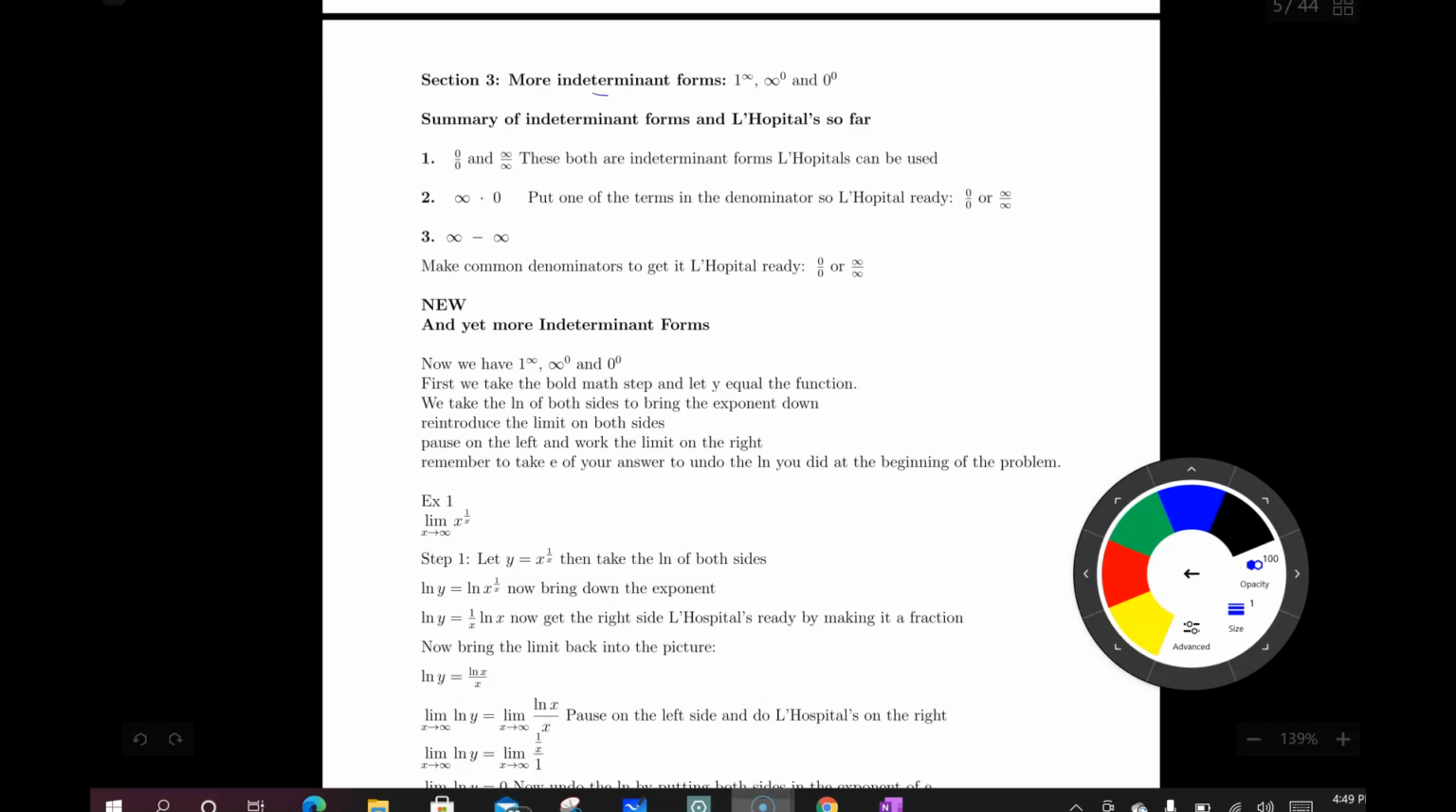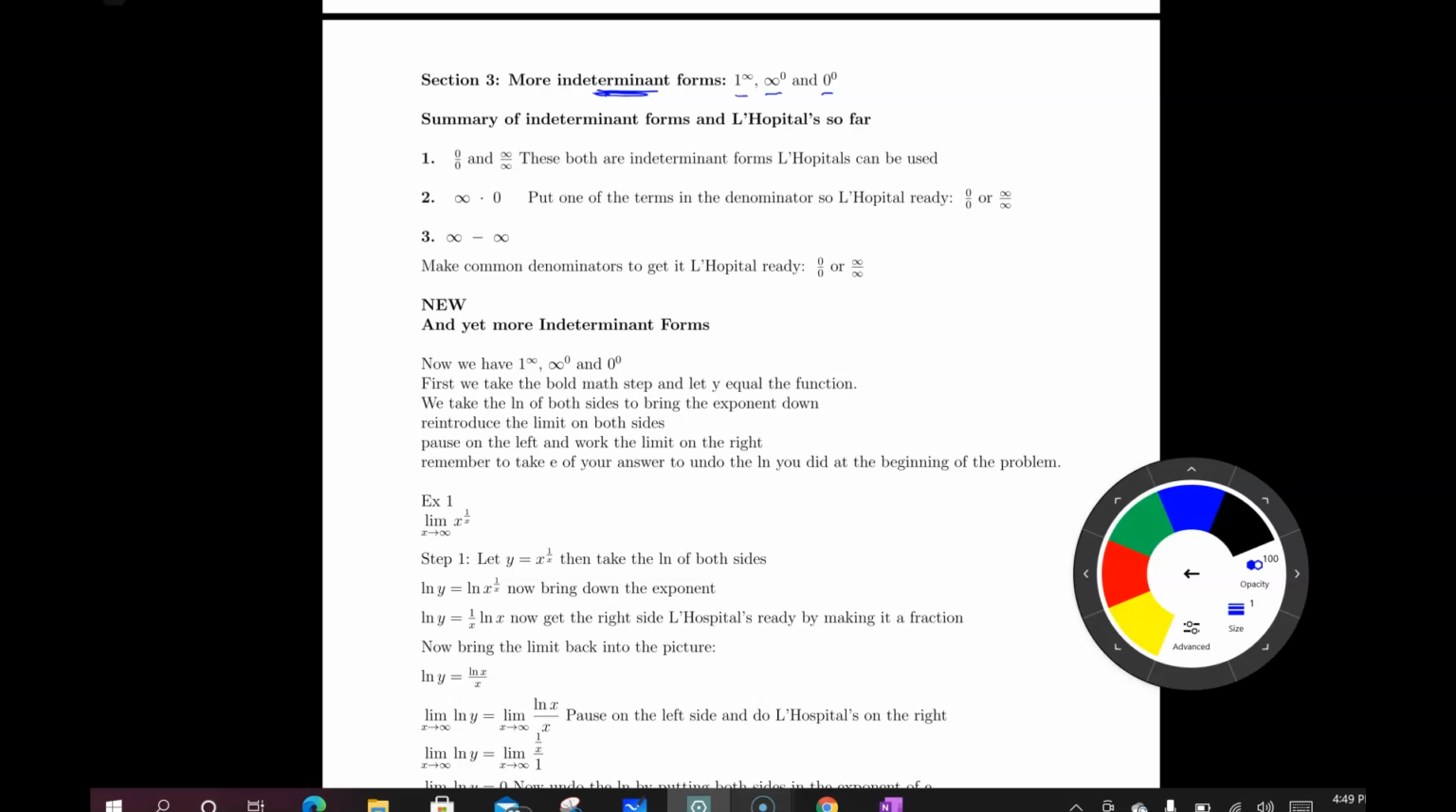Let's look at these new indeterminate forms. So 1 to the infinity, infinity to the 0, and 0 to the 0. These all are not defined as anything. You might think they are, but they are not. So we have to deal with them.